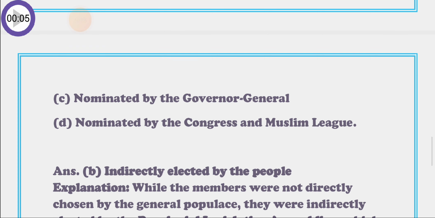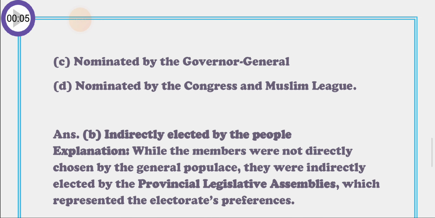The answer is B. Indirectly elected by the people. While the members were not directly chosen by the general populace, they were indirectly elected by the provincial legislative assemblies, which represented the electorate's preferences.